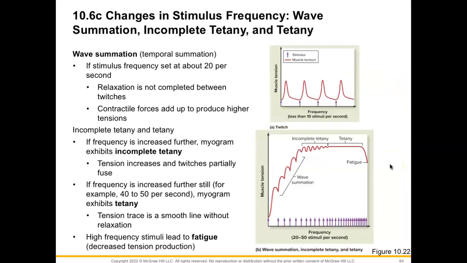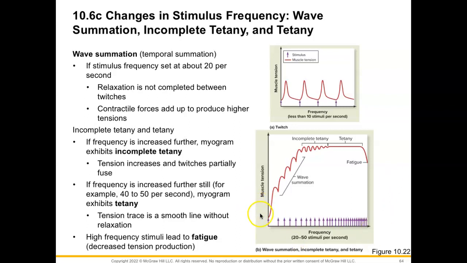The next term we need to describe relates to changes in stimulus frequency, whereas in the previous slide we were talking about stimulus intensity. So here we are going to discuss wave summation, which is also known as temporal summation. It's when we have our stimulus frequency set at about 20 per second. We have relaxation that is not completed between each of these twitches.